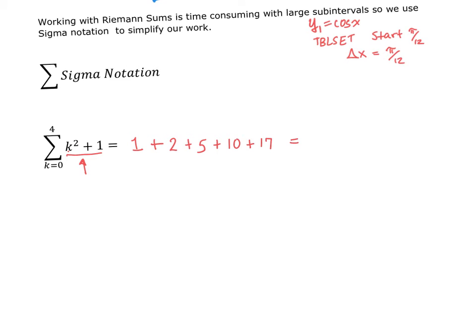So in the end, this summation is 35. Now, we had some rules here, and we're going to go over them in just a second, but this does not start at k equals 1, so I can't use those rules. But we're going to talk about how we can use those rules if we adjust for the k equals 0.